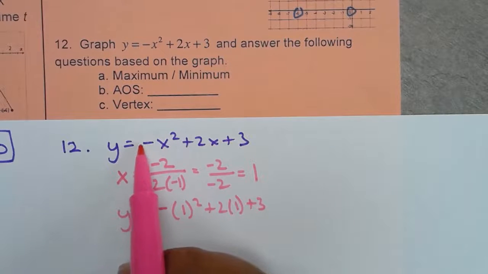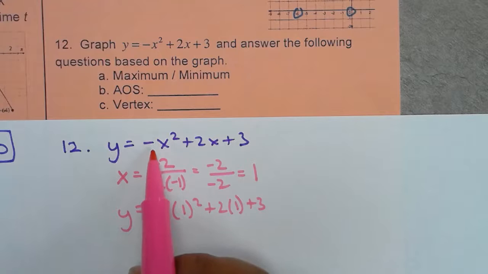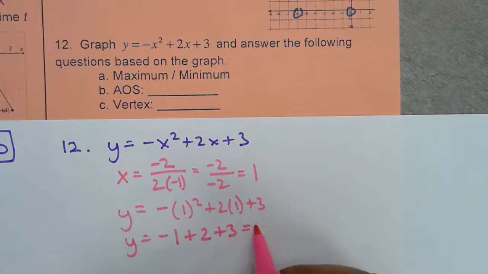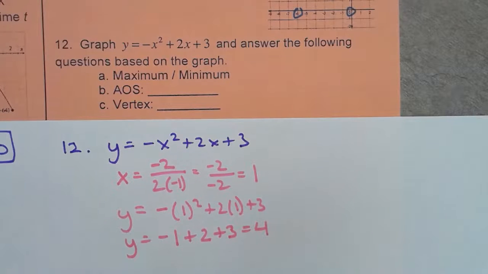Keep in mind that with this negative, pretend there's a -1 in front of there. So you're really doing the exponent first, 1², and then multiplying it by the -1. The negative will always stay when it's in front. So 1² is 1 times -1 is -1. Plus 2 times 1, which is 2, plus 3. So we basically have 5 minus 1, which gets us 4. So the vertex is 1, 4.